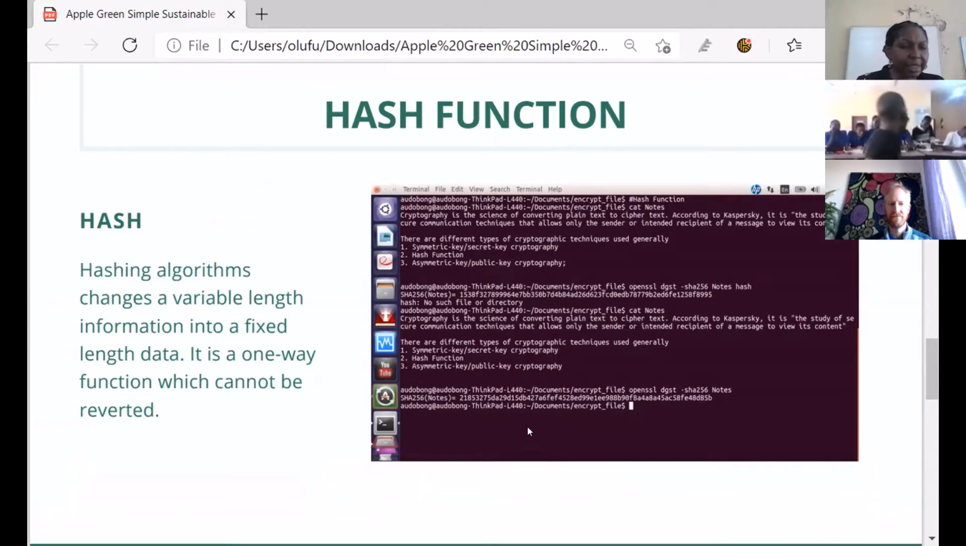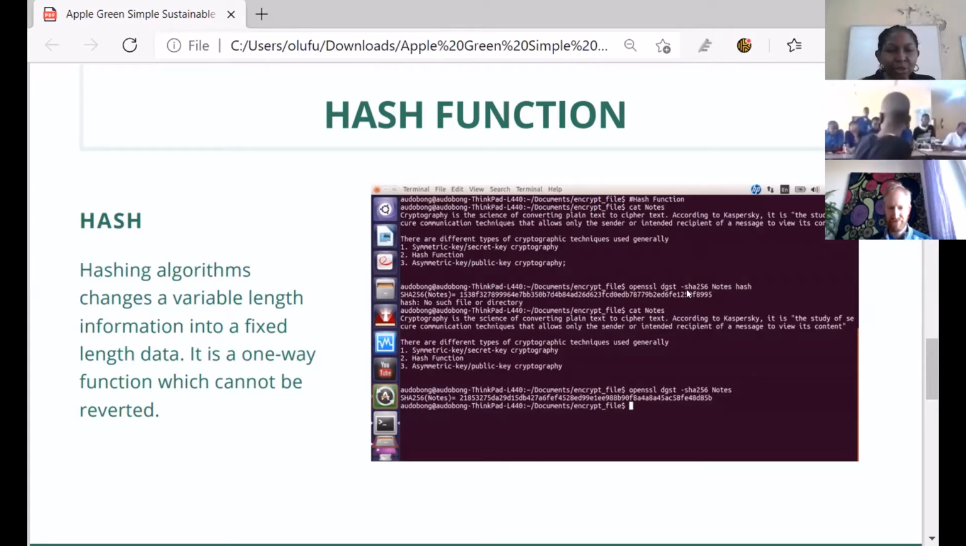Now, as you can see, I had the same information here. Look at the information very well. Can everyone see what I have here? Now, after the words asymmetric key public key cryptography, can you see the semicolon at the end? You can see the semicolon.